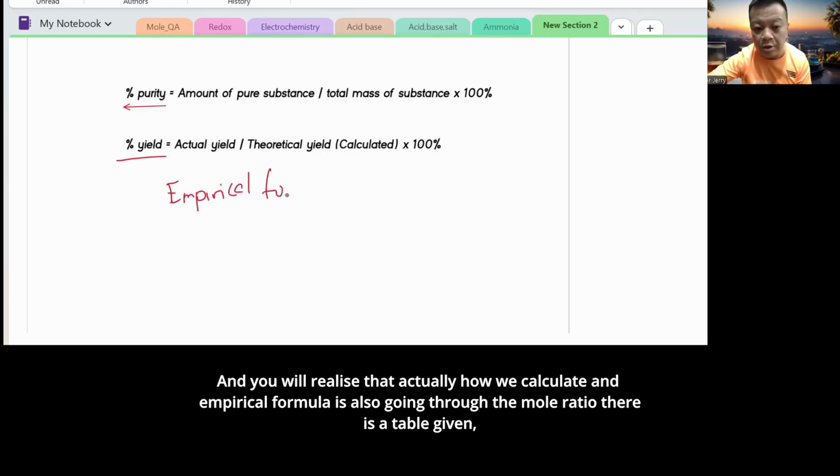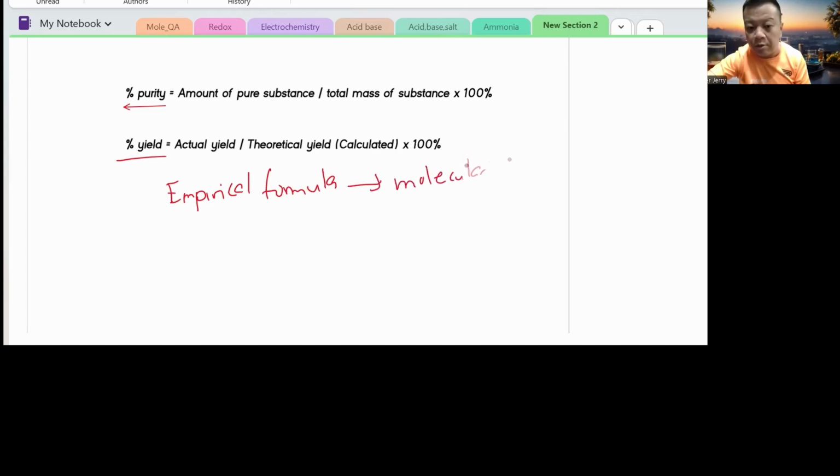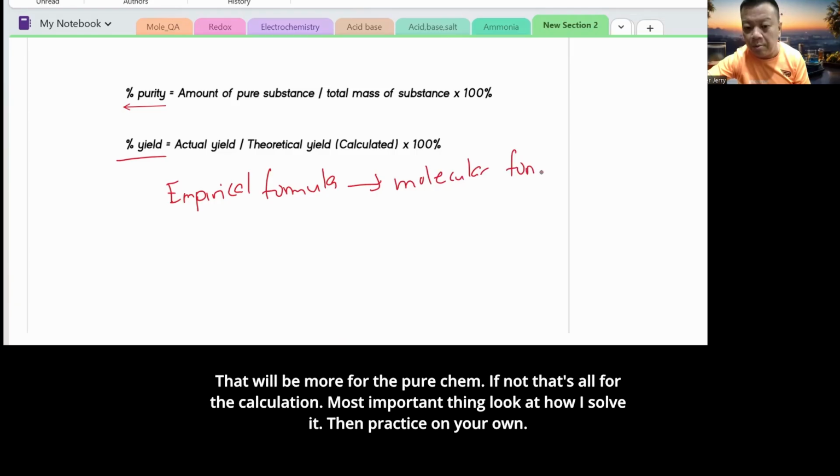And you will realize that how we calculate empirical formula is also going through the mole ratio. There's a table given, but it's the same thing, like a mole ratio. You can catch a short video on how I get the empirical formula, and from the empirical formula, how I get to the molecular formula. That will be more for the pure chem. If not, that's all for the calculation.